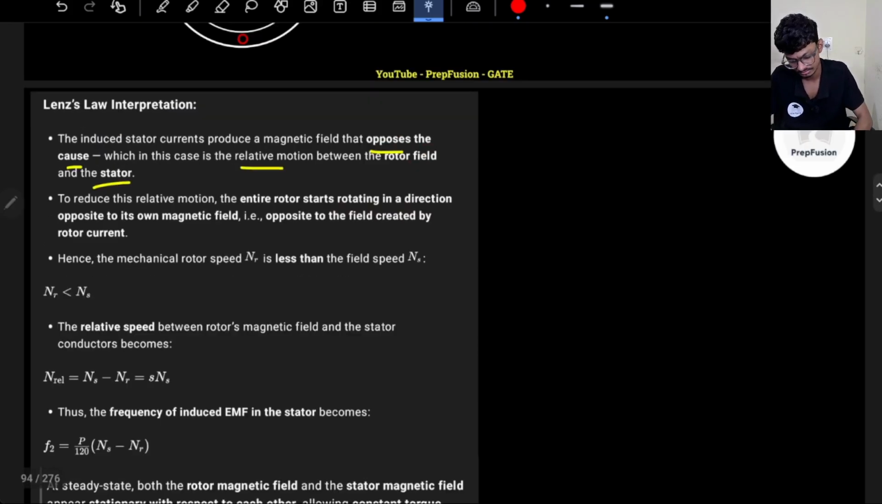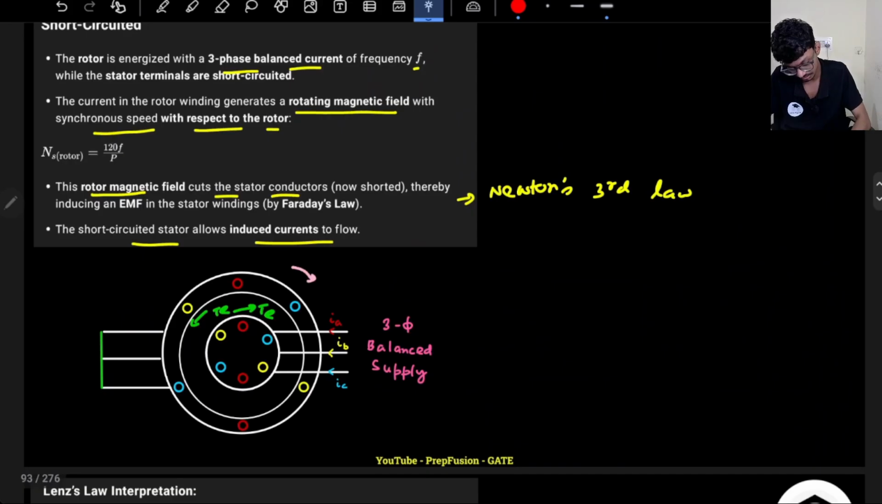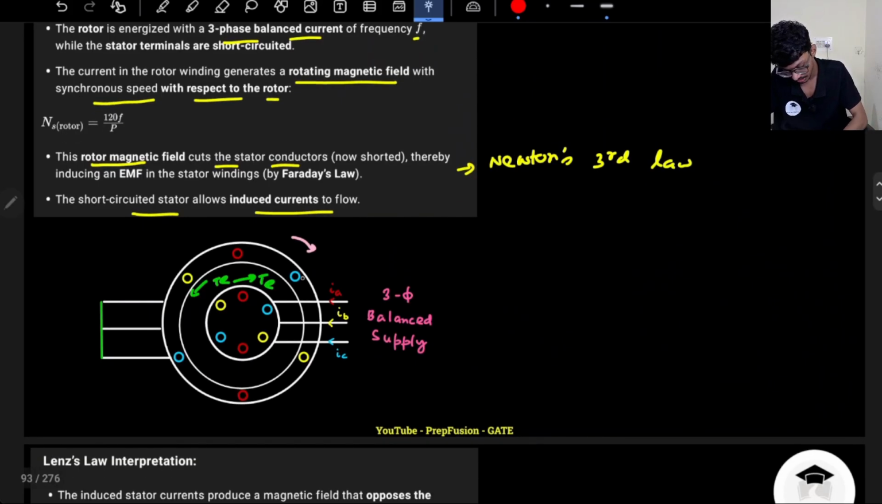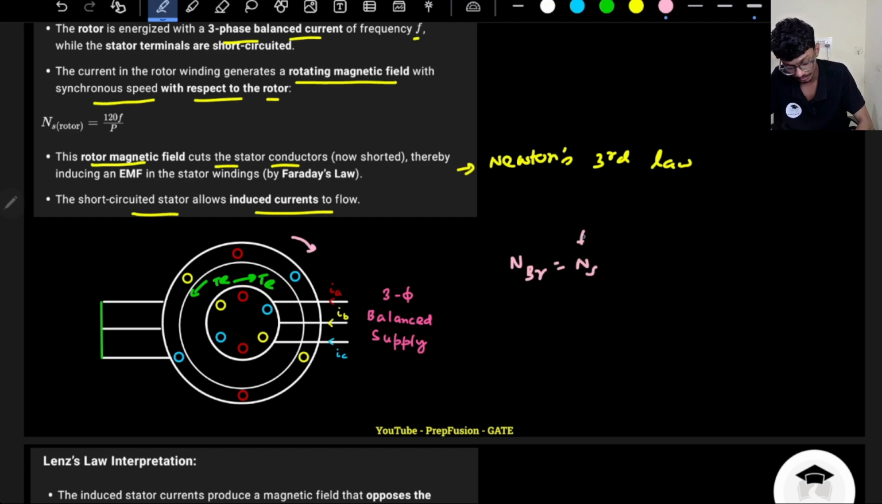Why will it rotate in the opposite direction? Same thing, as I mentioned, due to Newton's third law. Let's say initially this was the rotor magnetic field. Remember, this time, what is the speed of the rotor magnetic field? The speed of the rotor magnetic field will be ns, because here the frequency is fixed. This is the speed of the rotor magnetic field with respect to the rotor itself.